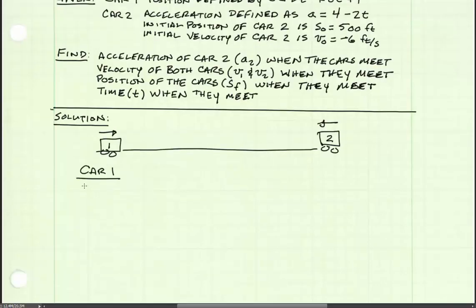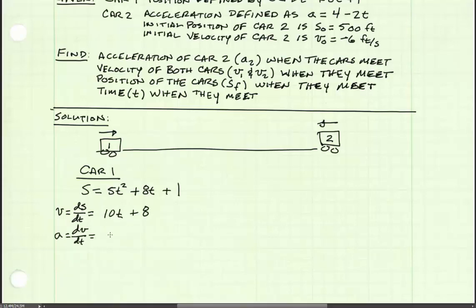Alright, car 1 has a position s equals 5t squared plus 8t plus 1. And we know that our velocity is defined as change in position with respect to time. So we can take the derivative of this equation to get our velocity equation, which would be 10t plus 8. The acceleration is the derivative of the velocity with respect to time, so our acceleration is 10. And in this case, we have a constant acceleration for car 1, so that acceleration isn't going to change at all. If we look at car 2, we have an acceleration that's equal to 4 minus 2t.